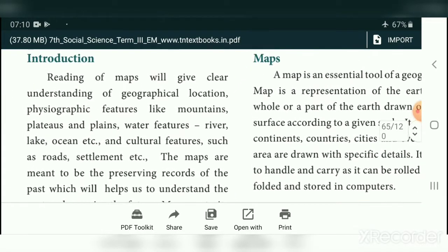Introduction. A reading of maps will give a clear understanding of geographical location, physiographic features like mountains, plateaus and plains, water features like rivers, lakes, oceans, etc., and cultural features like roads, settlements, etc. So, map reading is important for the study of geography. If we want to see a mountain, plateau or plain, it is not possible to visit the places directly. So, we can see these places on a single paper.